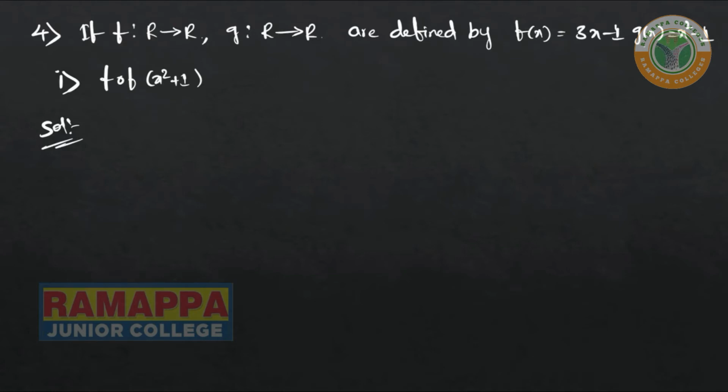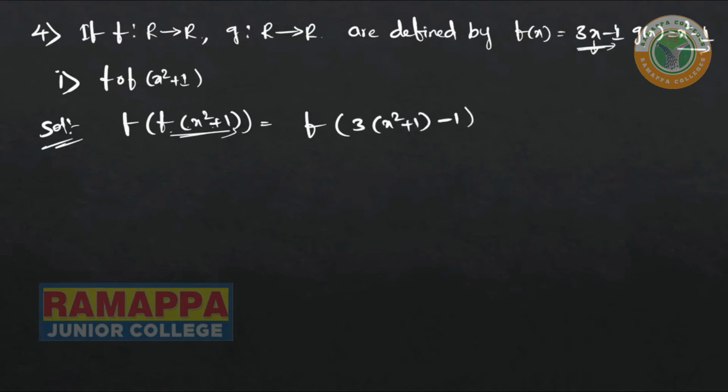f of x is equal to 3x minus 1, and g of x is equal to x square minus 1, given. So the question here is f of x square plus 1. In this, I am substituting the value of x square plus 1 into f of x. So 3 into x square plus 1 minus 1, I am writing here. So f of 3 into x square plus 3 minus 1, which means the answer will be 3x square plus 2.